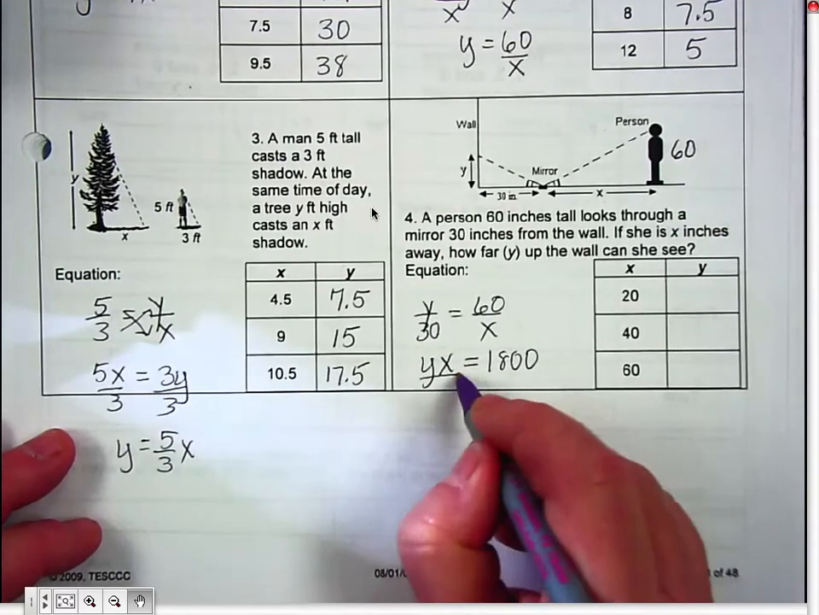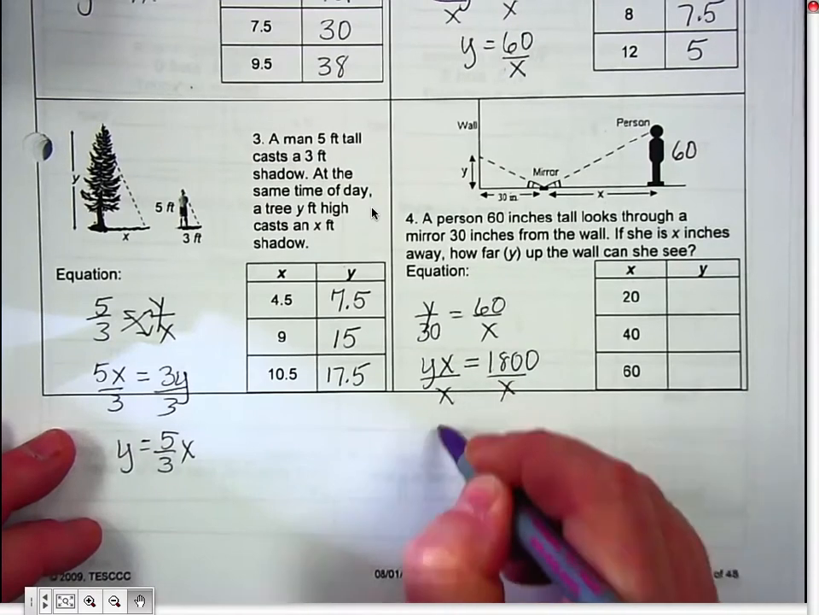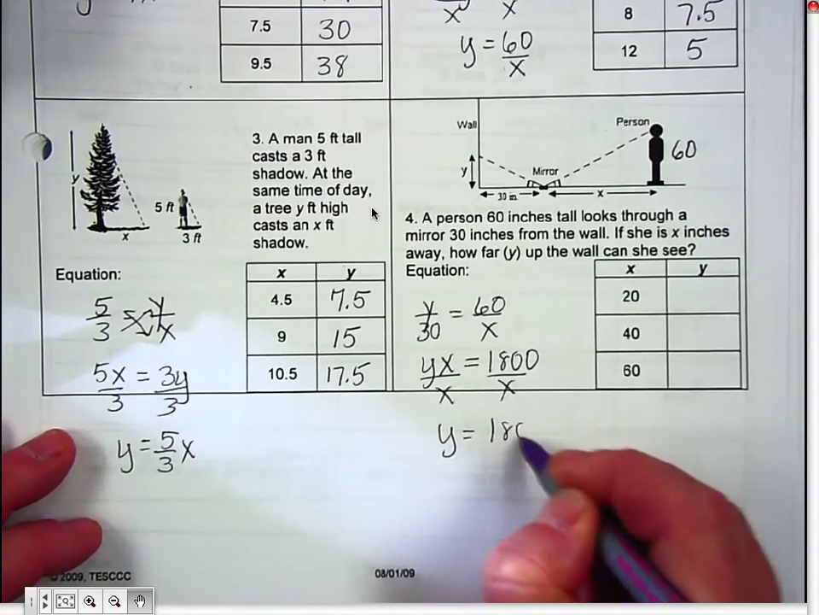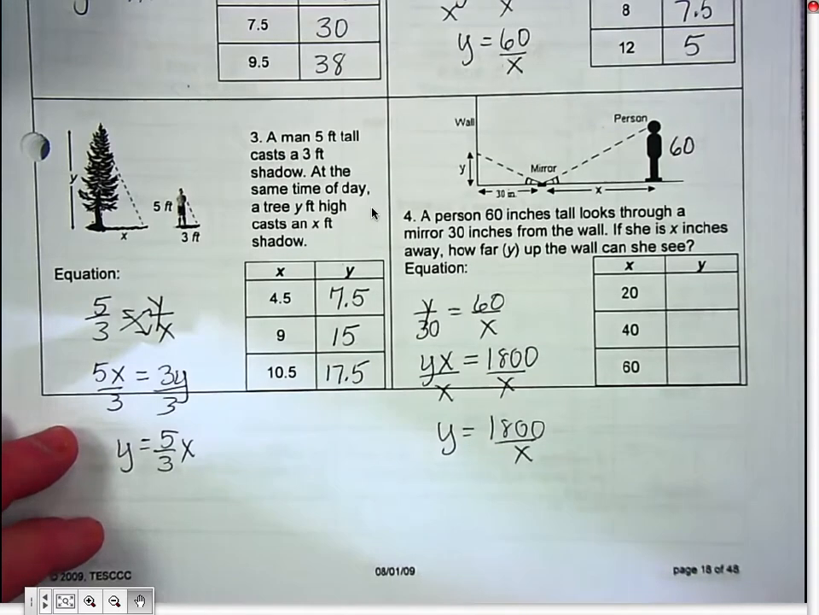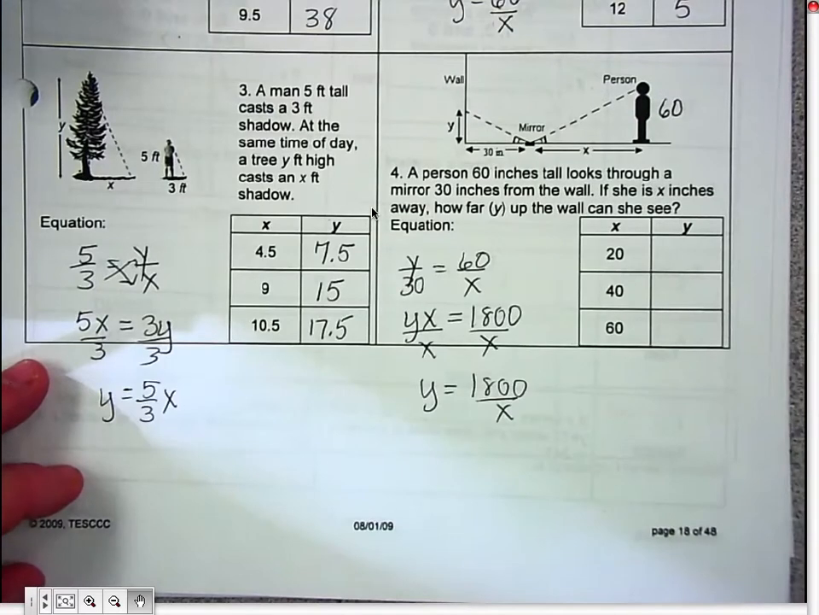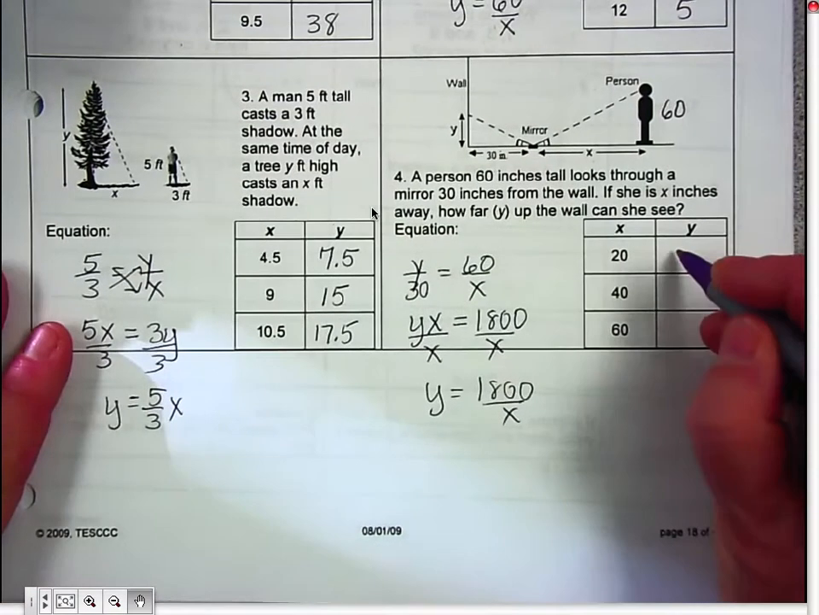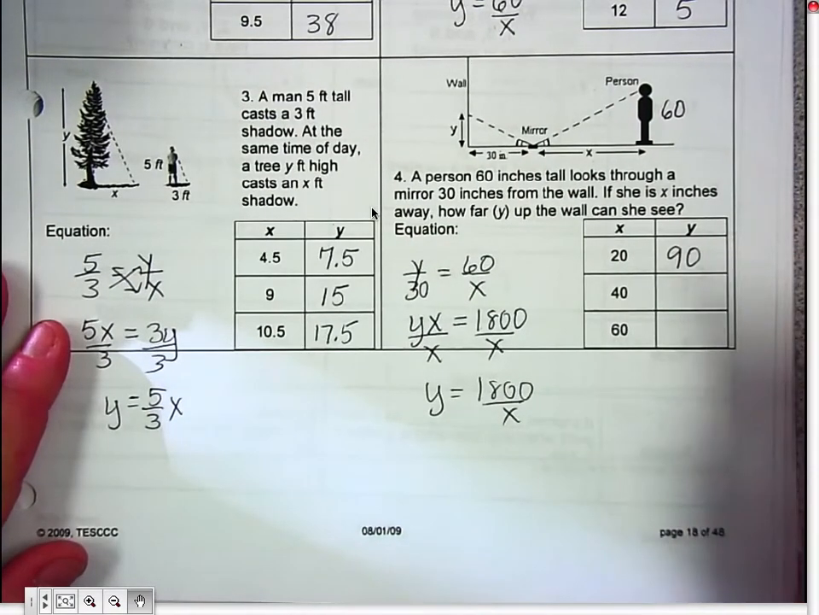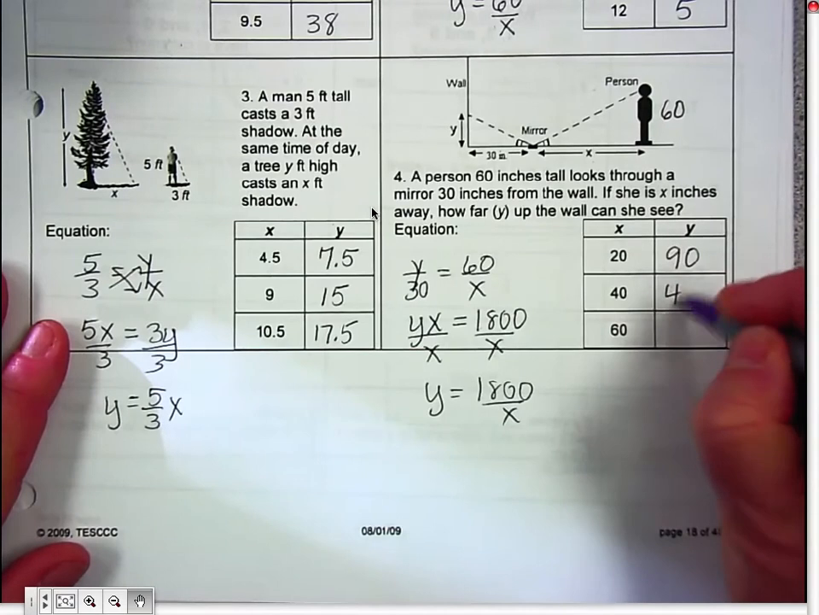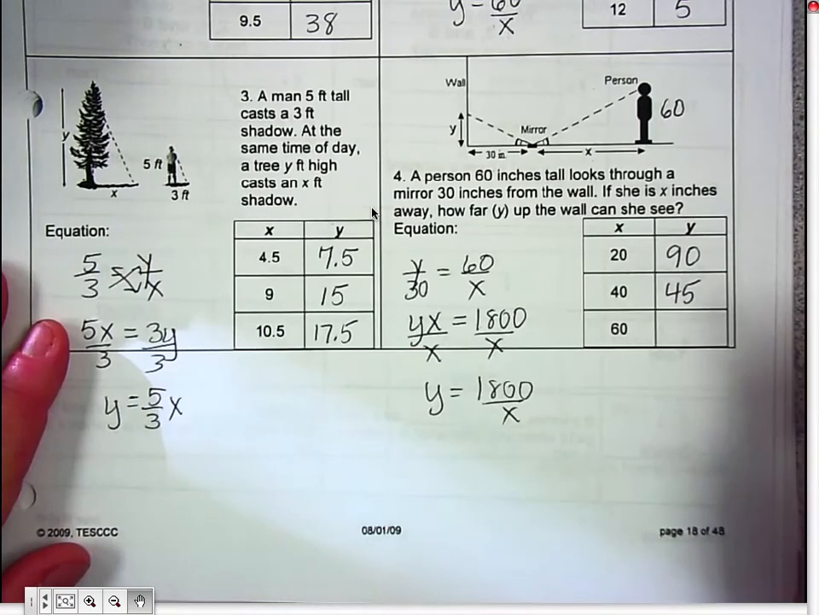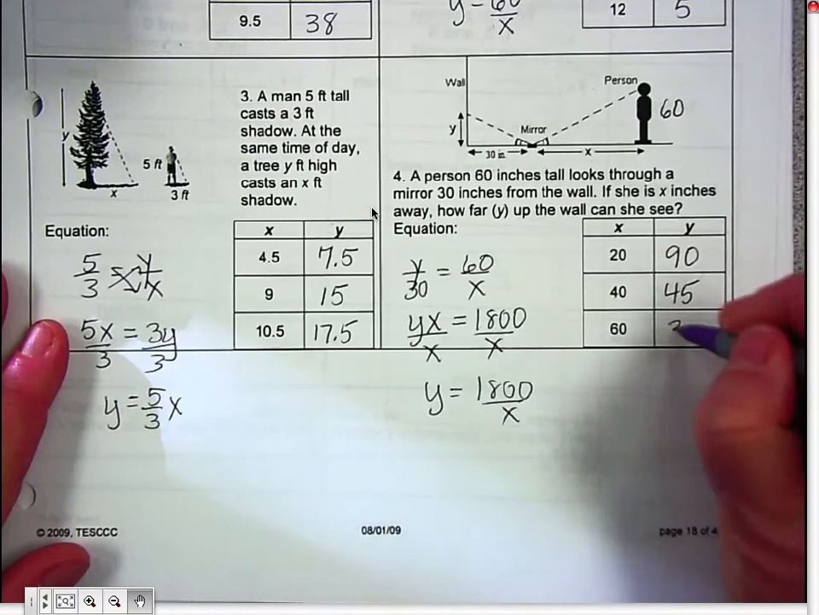Divide by x. So y equals 1800 over x. And then we plug 20 in, 90. Plug 40 in, and 60 in, 30.